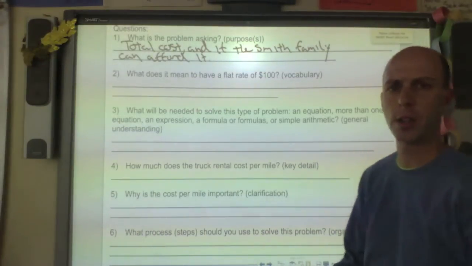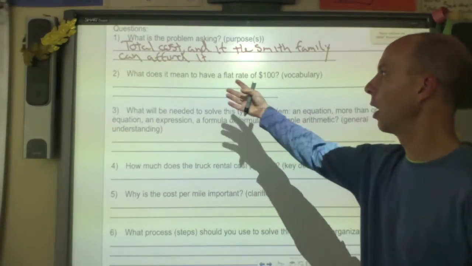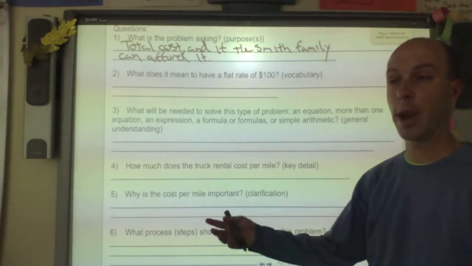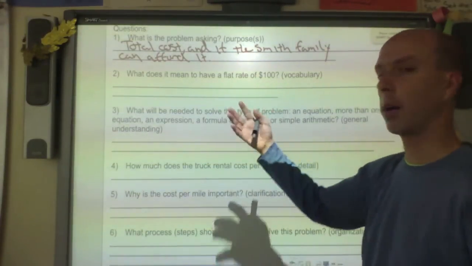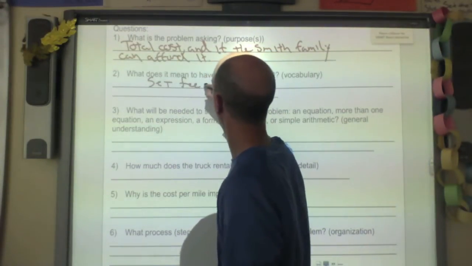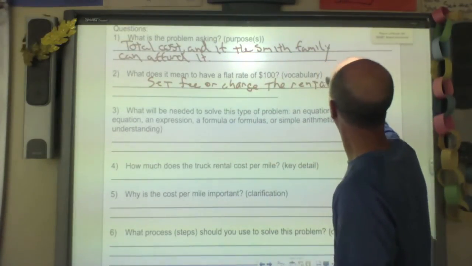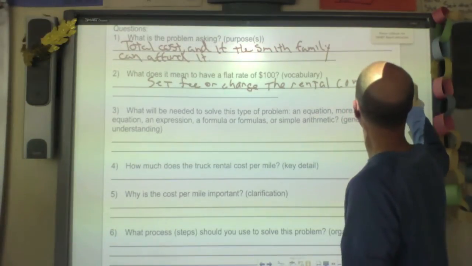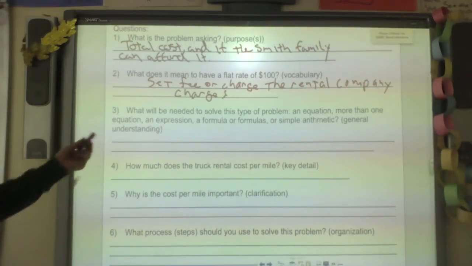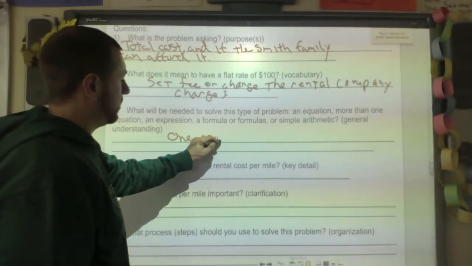Okay? So these were the questions you were given along with this CFA when you were given this word problem. So question number 2 is, what does it mean to have a flat rate of $100? And hopefully you've learned that through whatever means you needed to, but context clues or whatever. But a flat rate is the set fee or charge the rental company charges. Okay, what will be needed to solve this type? We already discussed it. One equation.